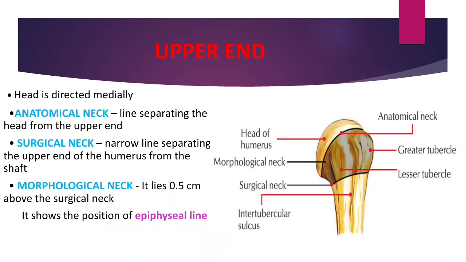First we should learn about the upper end. Head of the humerus is directed medially. Humerus has three necks, that is anatomical neck, surgical neck, morphological neck. Anatomical neck is the line that separates the head from the upper end. Surgical neck is the narrow line separating the upper end of the humerus from the shaft. Morphological neck lies 0.5 cm above the surgical neck. It shows the position of epiphyseal line.